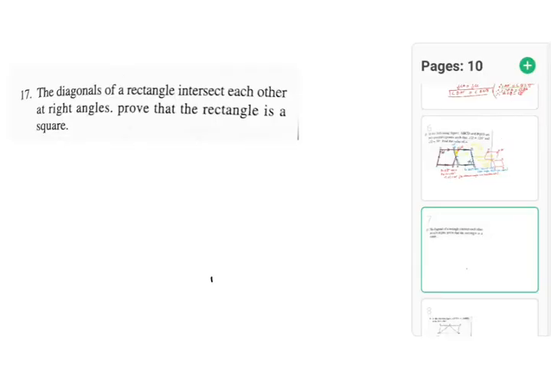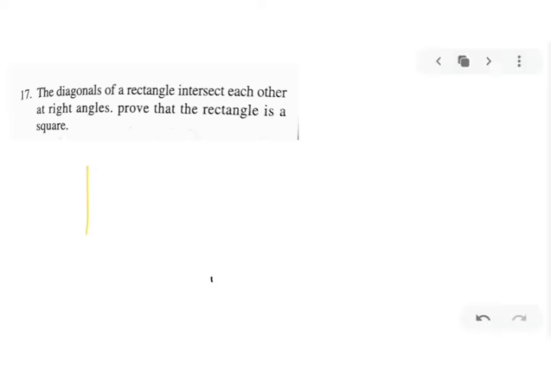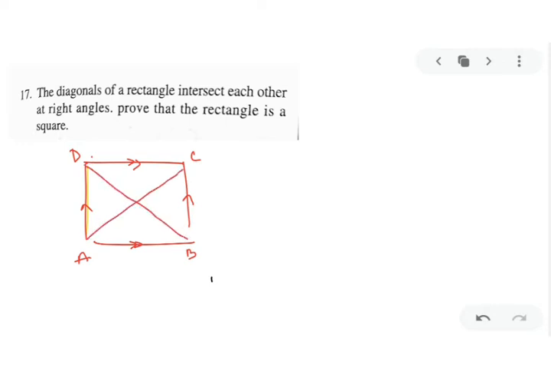Next I am taking your problem number 17, which goes something like this. You have a rectangle. In rectangle, opposite sides are equal and parallel. If I name this rectangle A, B, C, D, the diagonals of rectangle intersect at right angle. I'll put this as O, and these intersect at right angle. Prove that this rectangle is a square.